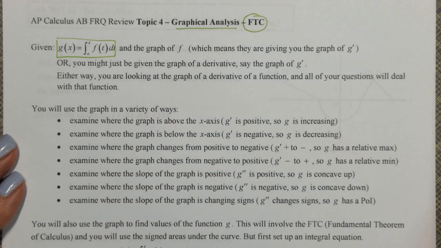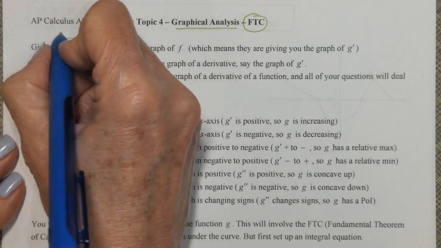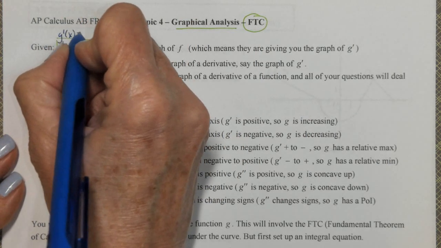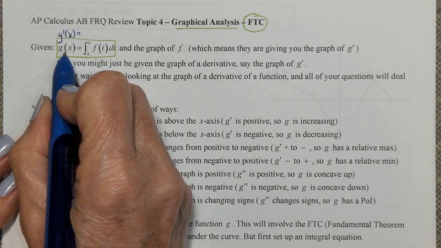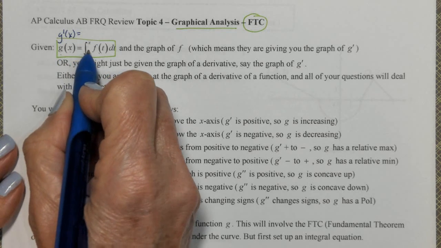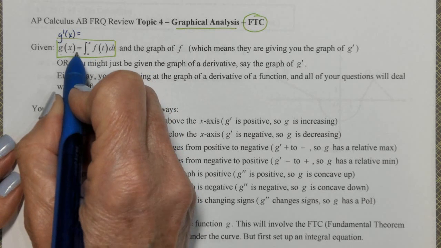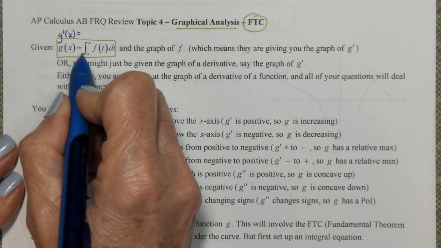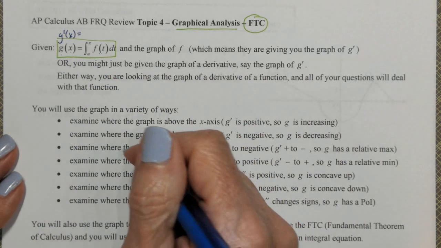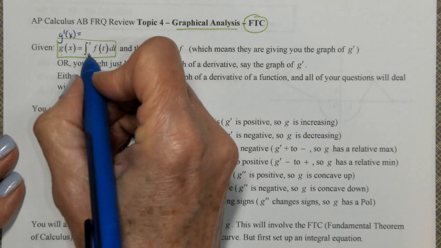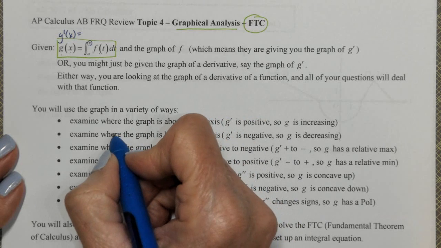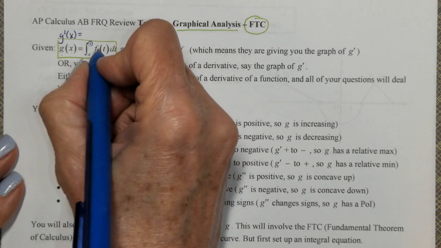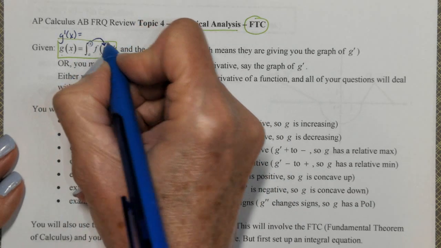In each of these, the first thing that we're going to do is take the derivative of g. So g is this integral, so g prime will be the derivative of this integral. And for the derivative of this integral, we're going to be using the second part of the fundamental theorem, and that is we start up at the top, take the derivative of that, which is 1, and then we're going to put x in for t.